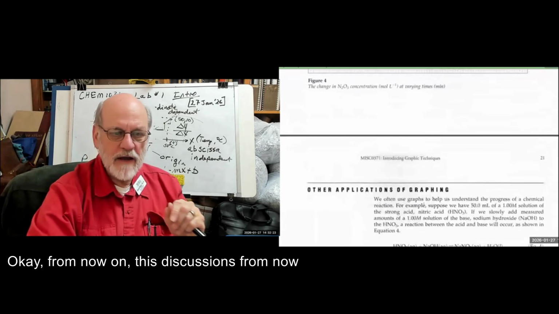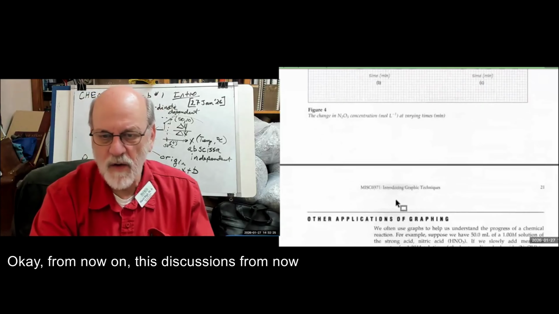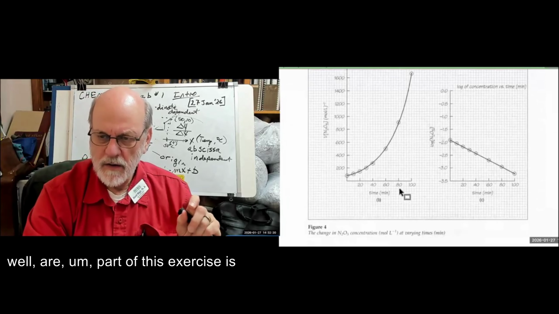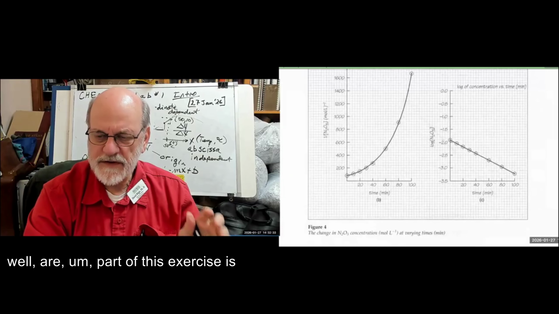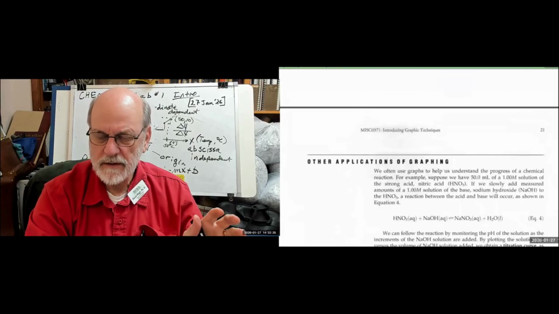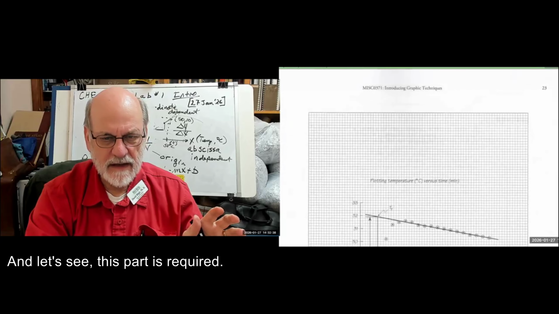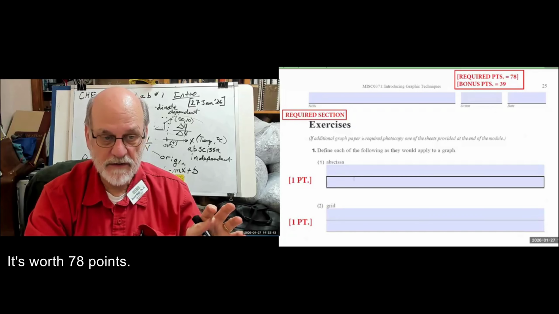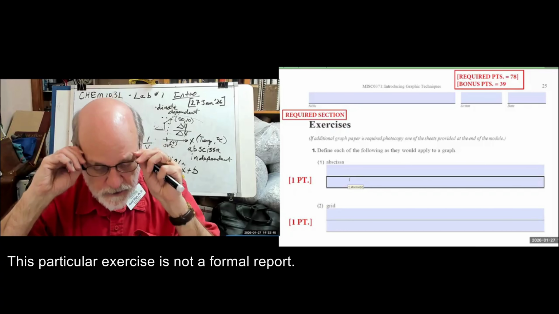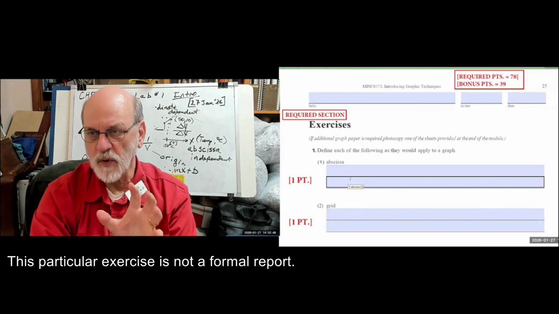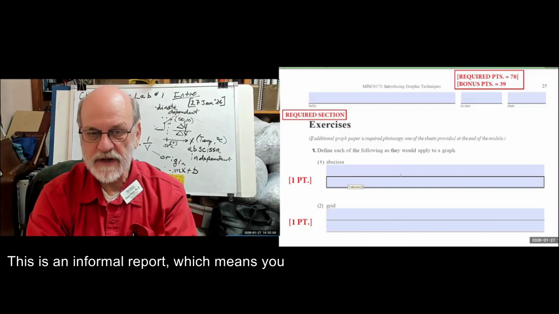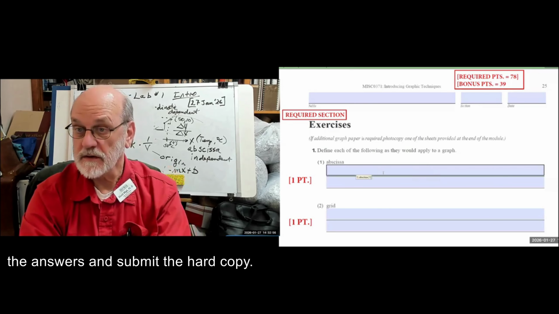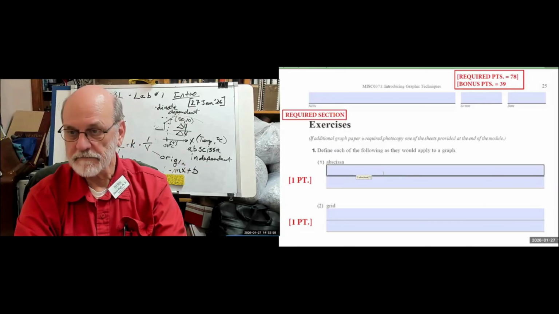Let's see. Okay, from now on, the discussions, in fact including this one as well, are part of this exercise that is required. This part is required, and it's worth 78 points. This particular exercise is not a formal report. This is an informal report, which means you just do the work, fill in the answers, and submit the hard copy.